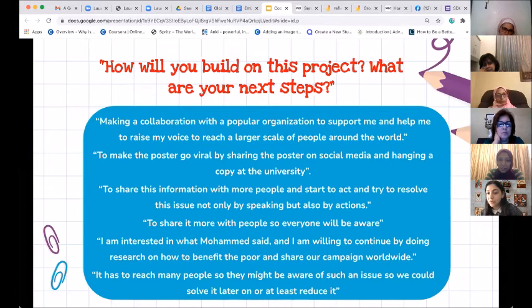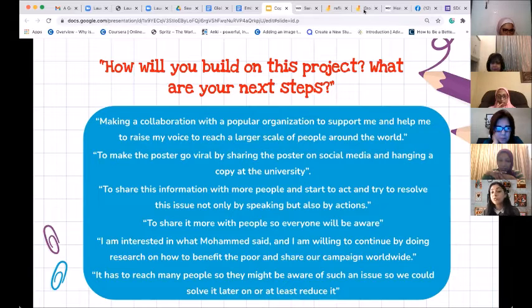These are quotes from their answers to the last question on how they will build on this project later on. Some people said making a collaboration with popular organizations to support me and help me raise my voice to reach a larger scale of people around the world. Some people even suggested contacting professors from other universities and other departments and thinking of something we can do together to raise more awareness.